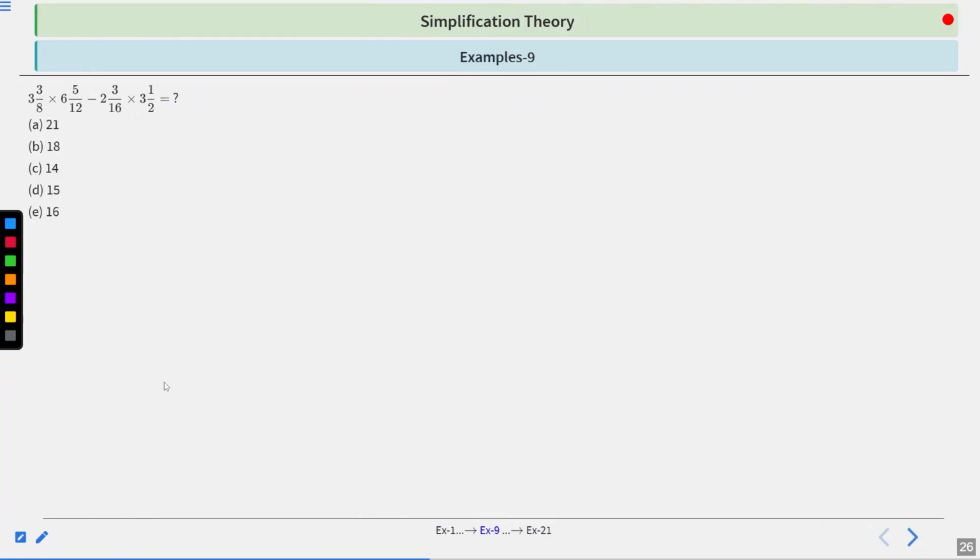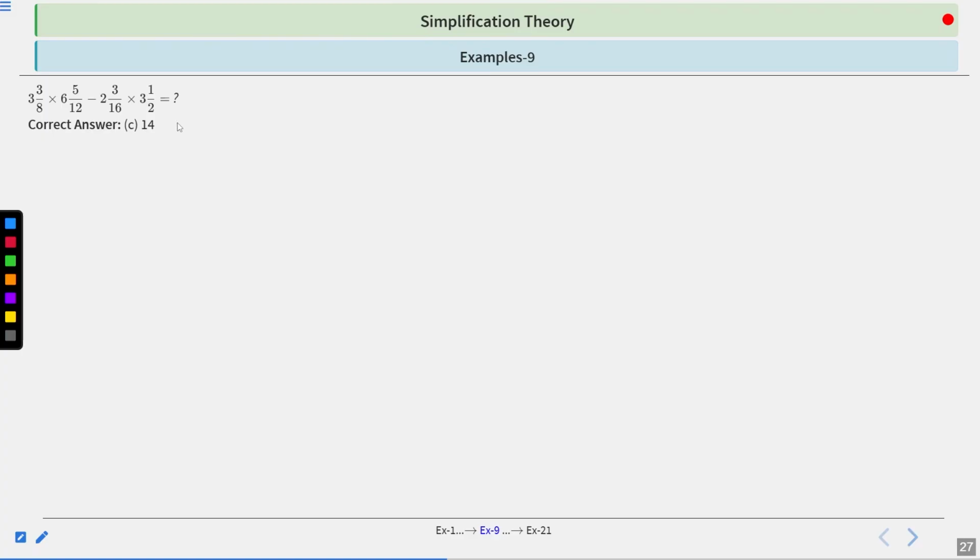Now the example is 3 and 3 by 8 multiplying by 6 and 5 by 12 minus 2 and 3 by 16 multiplying by 3 and a half. There are 5 options: 21, 18, 14, 15 and 16. So see the solution.